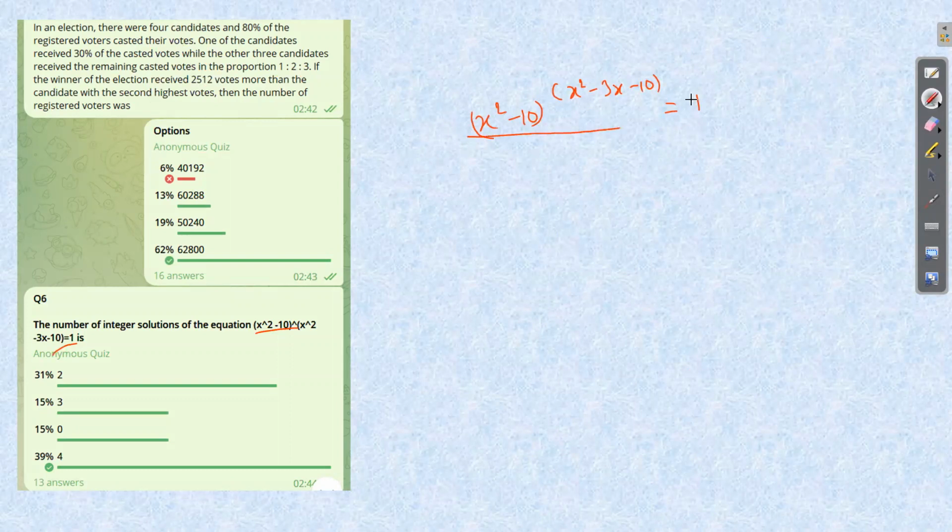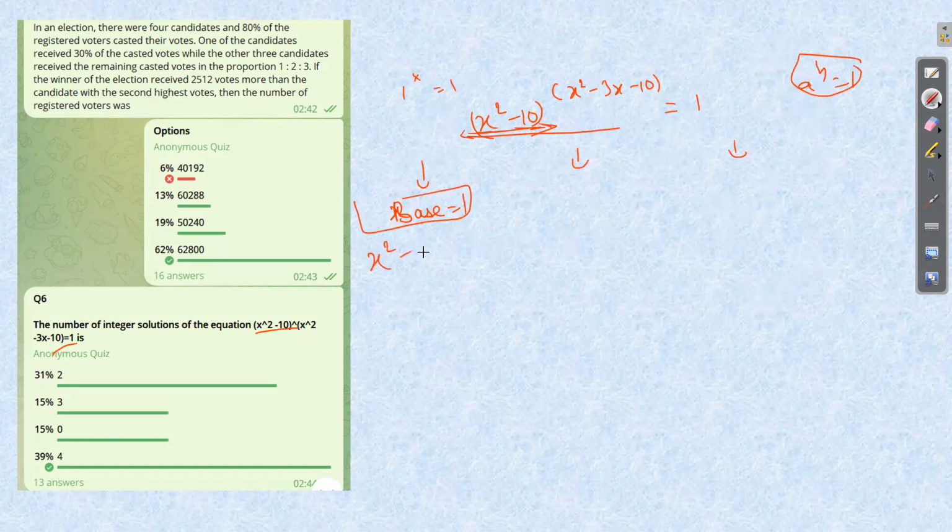For such a question, like a to the power b equals 1, and we have to find the solution, I remember 3 cases. First case is when the base becomes 1, then 1 to the power anything will be 1 only. So let's check for this first case. Base equal to 1. So x square minus 10x equals 1. You won't get any integer root.